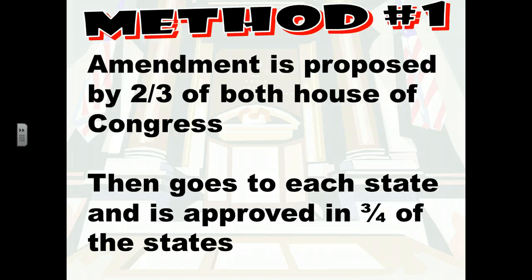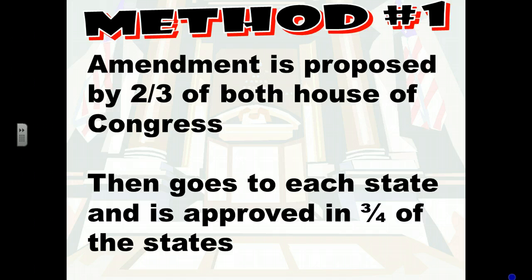What happens is an amendment is proposed by 2/3 of both houses of Congress, so it has to go into the Senate and the House of Representatives. And then once it's proposed and voted on with 2/3 in both, it goes to each state. And each state then holds an election, or not really an election, but a vote in their particular state. And then it doesn't become a constitutional amendment until it's been approved in 3/4 of the states. So a pretty tough road there: you've got to get 2/3 of both houses, it's got to go to the states, and then you've got to get 3/4 of the states before it becomes an amendment.